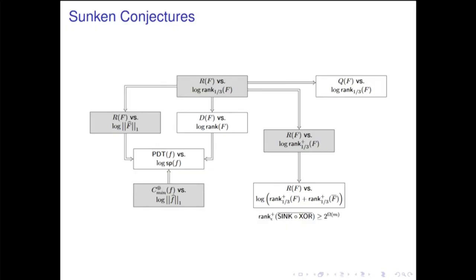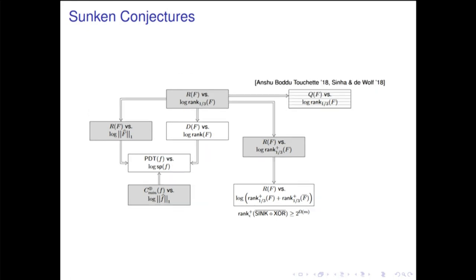And that's the quantum log rank conjecture. So log approximate rank is also a lower bound for quantum complexity, and this conjecture asks whether it's polynomially related. Soon after our work, there were two works that went ahead and disproved this conjecture as well. Sinha and Makran are among the people. And yeah, so these are the sunken conjectures.